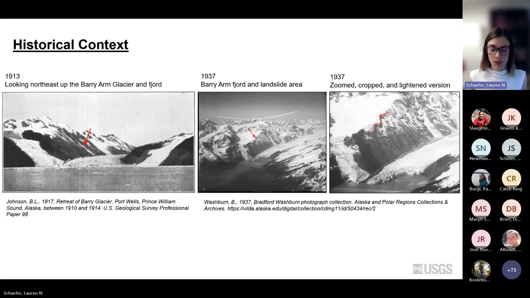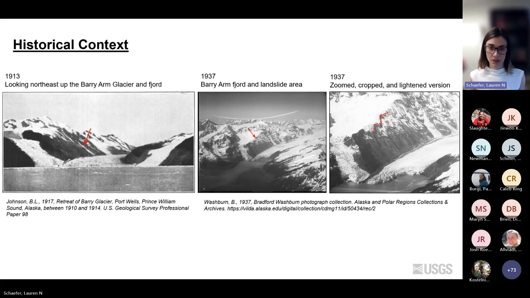So the center one and the one on the right are the same image. The one on the right is just zoomed in and lightened. Here we can very clearly see the beginning of the formation of the landslide and the headscarp outlined in red there. So this landslide has been around for many decades.